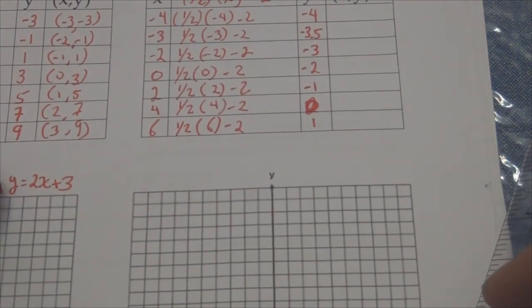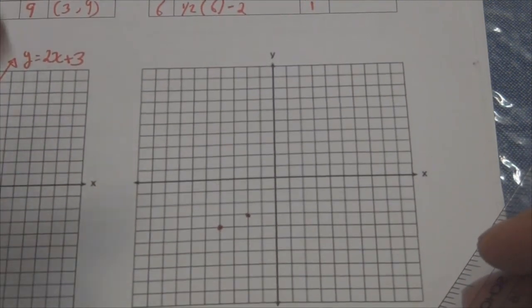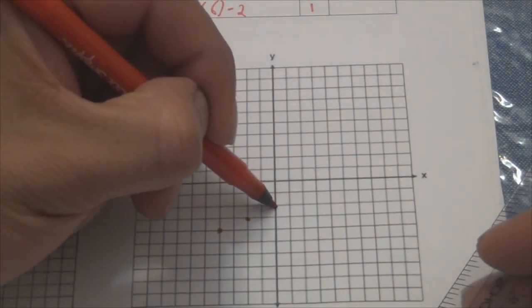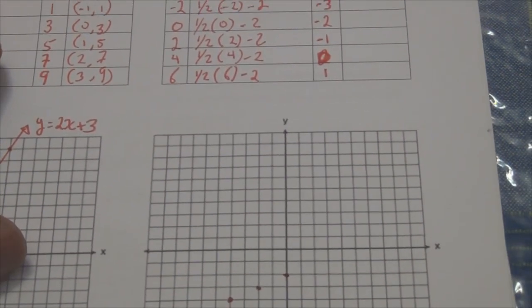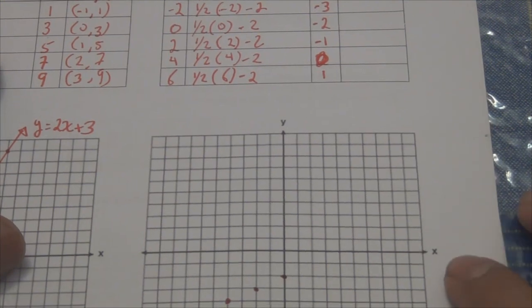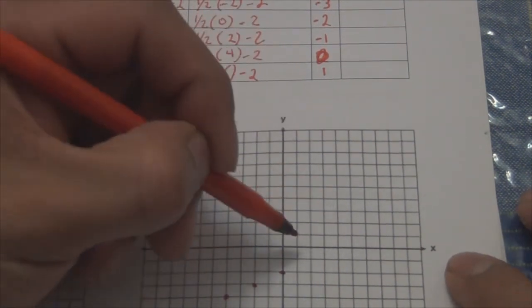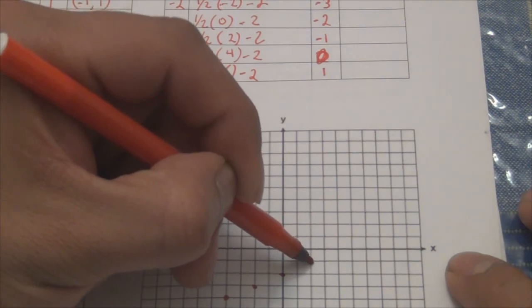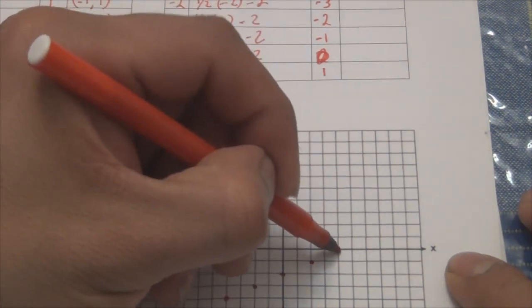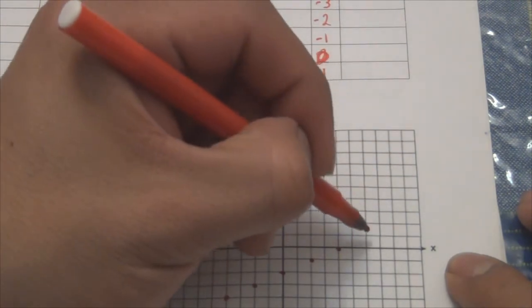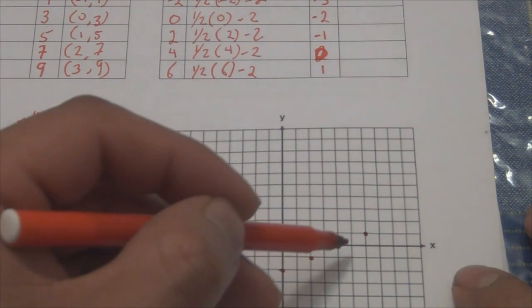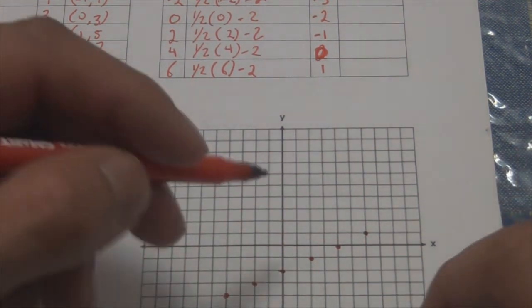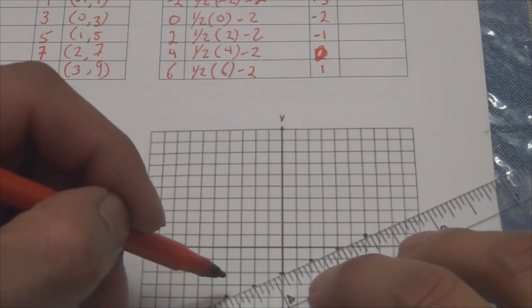Okay? Then 0, -2. 0, -2. Then, okay, then 2, -1. Okay, 2, -1. Then 4, 0. Then 6, 1. I'm a genius. No, again, I saw the pattern. Okay, and then you have to graph your line.